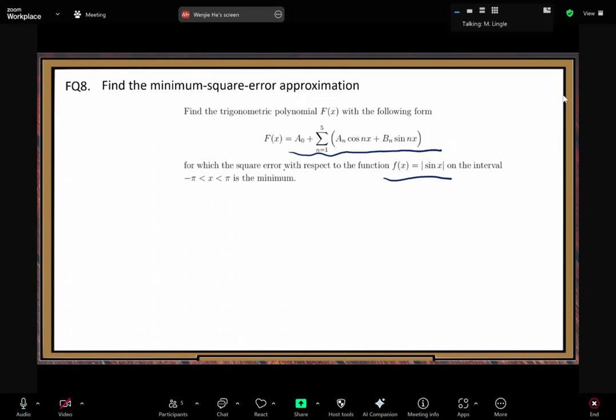I just want to make you aware of it. Based on the theorem, that's the minimum. Because if some student does not know the theorem, then it's hard: how do you show it is the minimum? So after your calculation, you make your conclusion. You can see most of our questions are not too hard.